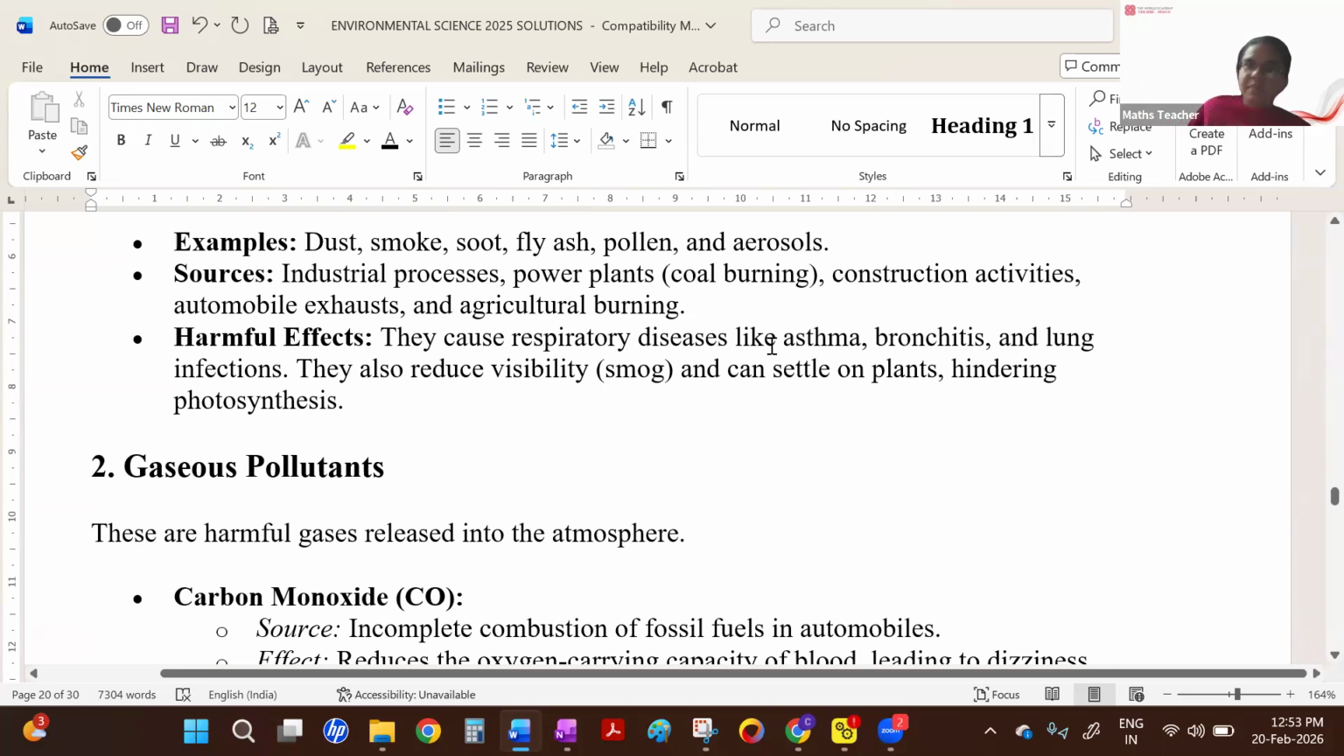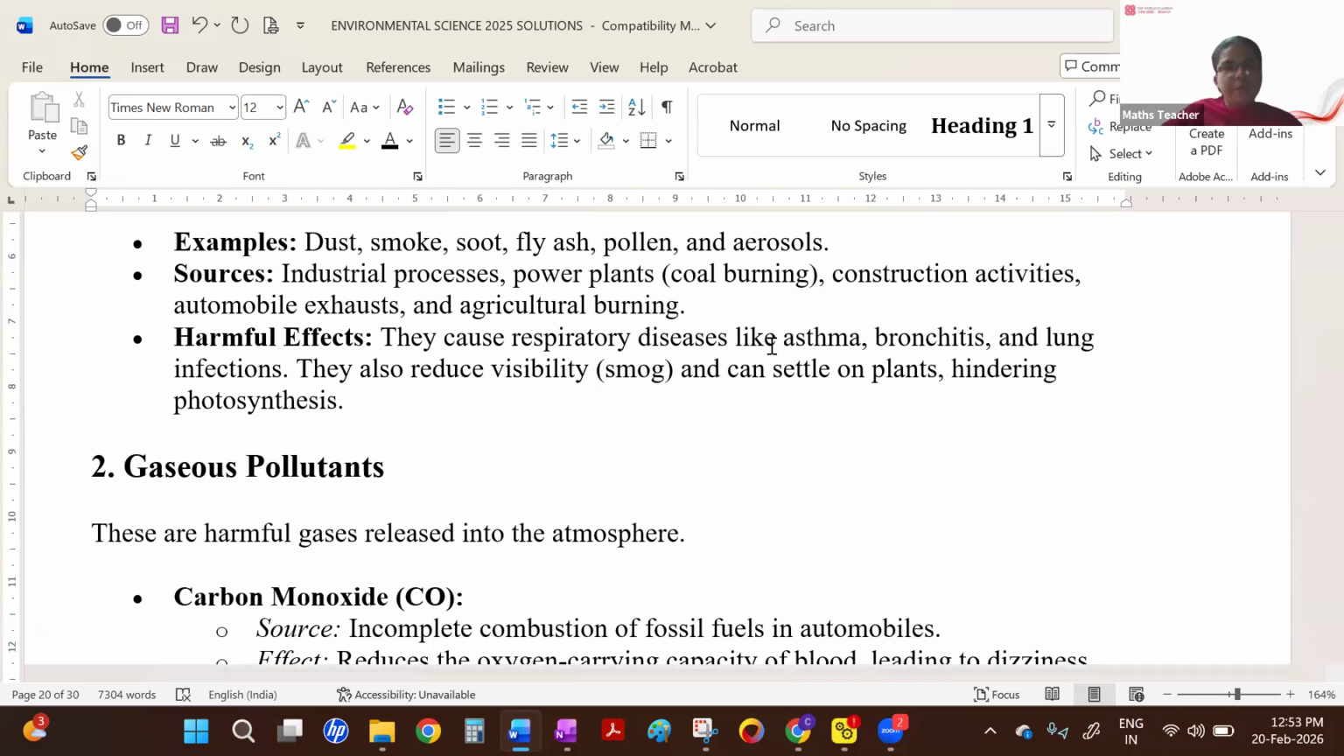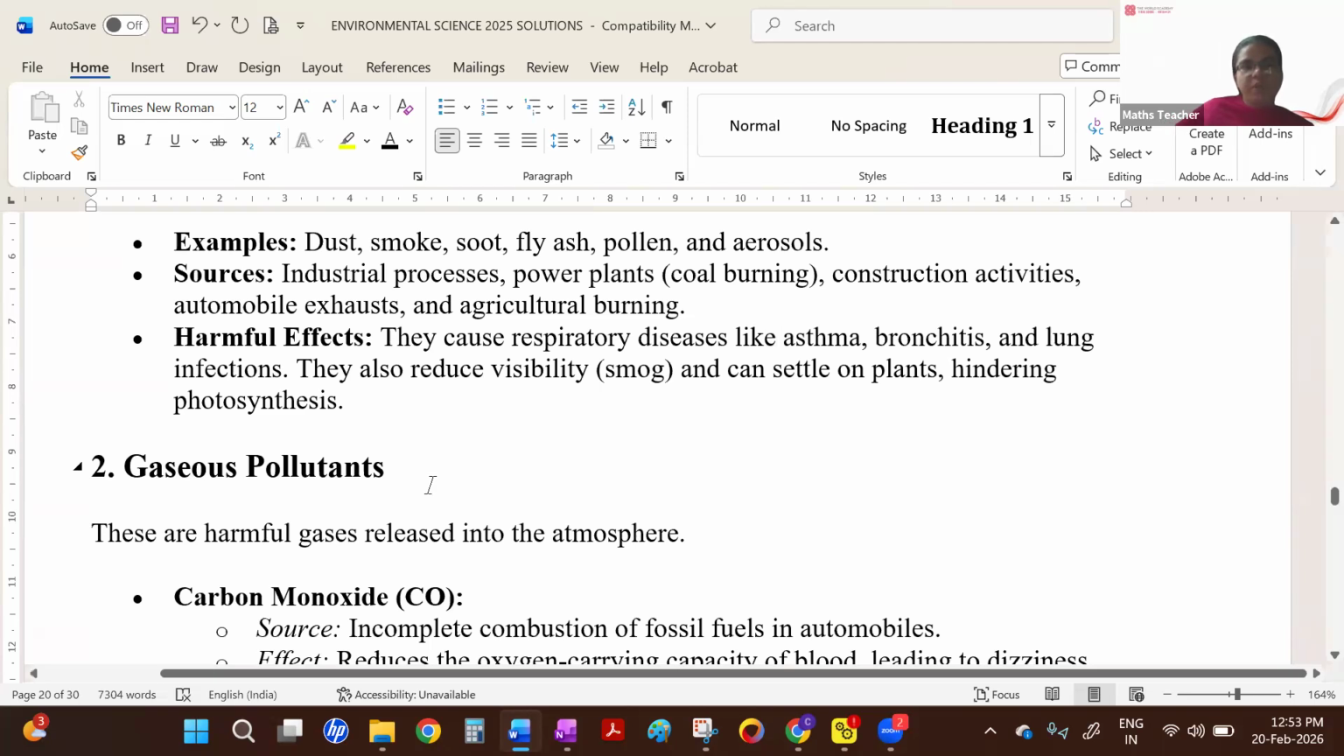Another important thing is these dust particles can settle on the surfaces of leaves. And we know that it is these leaves which absorb the sunlight and carbon dioxide from the atmosphere for photosynthesis. So if the top surface of the leaf is covered with all of this dust, then the leaf won't be able to absorb sunlight and carbon dioxide. Then it won't be able to do photosynthesis. So sometimes the plant's growth might also be affected. So these are the harmful effects.